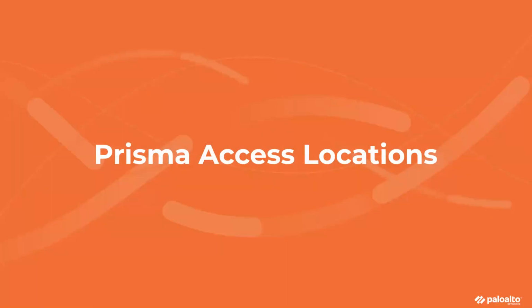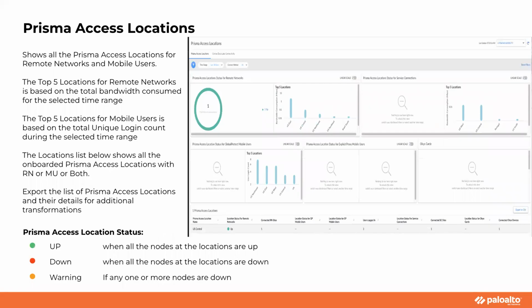Next dashboard we will have a look at is Prisma Access Locations. The Prisma Access Locations dashboard shows the tabular list of all of your onboarded Prisma Access locations with remote networks, mobile users, service connections, and you can export this list in CSV also. Then you can see the bar graphs in each widget and the ring graph also, which shows you the number of sites and locations in each region.